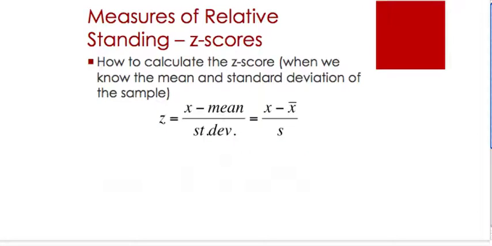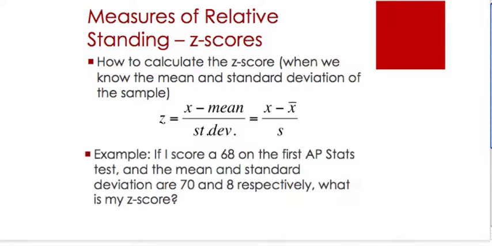Z-scores are actually very simple to calculate, assuming that we know the mean and standard deviation of the sample that I'm pulling from. In order to calculate the z-score, you take x, which is the actual observation that you're trying to find the z-score of, you subtract the mean, and you divide by the standard deviation. That's all. So x minus the mean tells me how far away it is, and then dividing by the standard deviation puts that in terms of standard deviations.